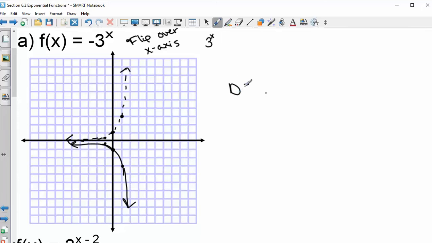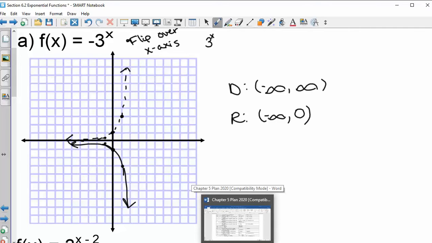My domain, every single time, will be the same. It's just negative infinity to positive infinity. The range here, because I flipped it, did change. Your range, remember, goes from the bottom up. So from the bottom, this thing is going to negative infinity. And it stops right here at the x-axis, which is 0. We never hit that axis, so it gets a parenthesis.